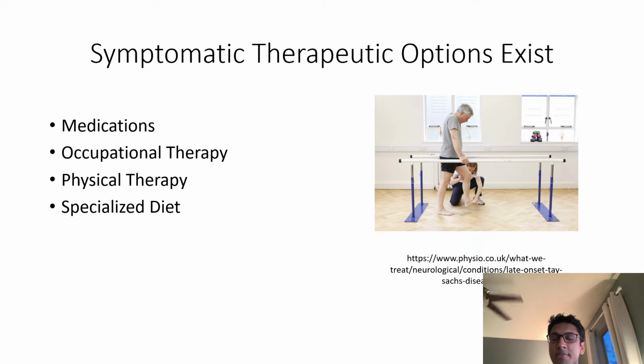So there are symptomatic therapeutic options available because in a lot of cases you do need palliative care for this disease. These encompass medications, occupational therapy, physical therapy, and a specialized diet. It also depends on what age range the disease manifests at that these options are available to a patient.